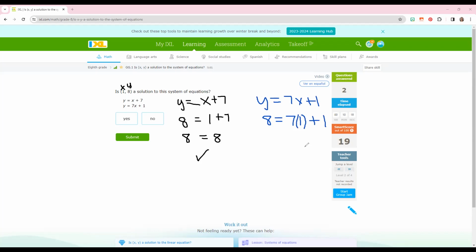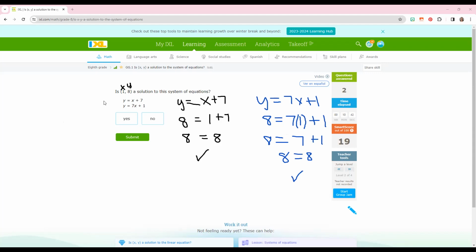Simplify whatever side of the equation you need to do. In this case, it's the right side. We have multiple operations here. We have both multiplication and addition. So we must follow order of operations and multiply first. 7 times 1 is 7. And then 7 plus 1 is 8. Does it work for this one? Yes, it does. So that means that this is a solution.